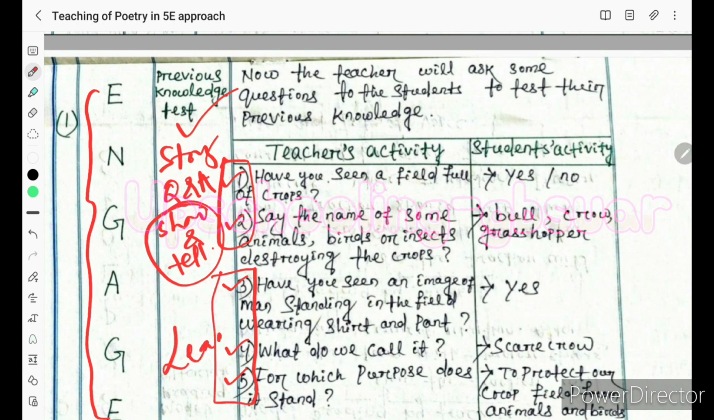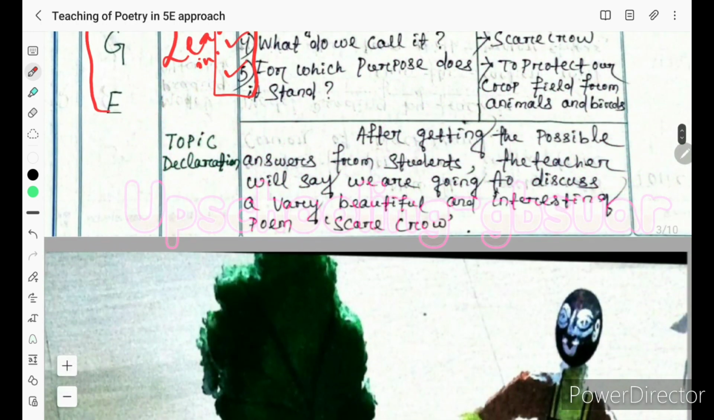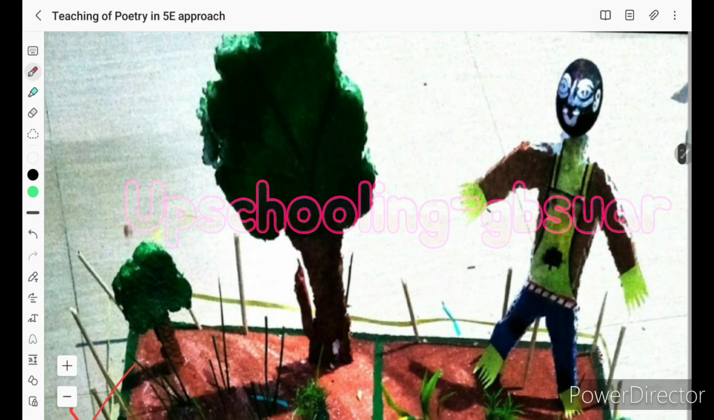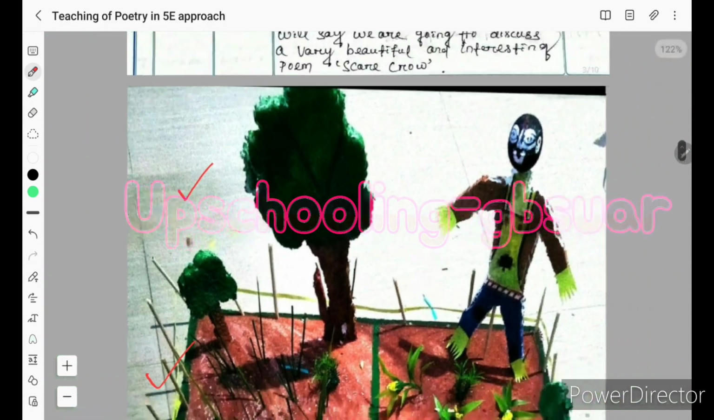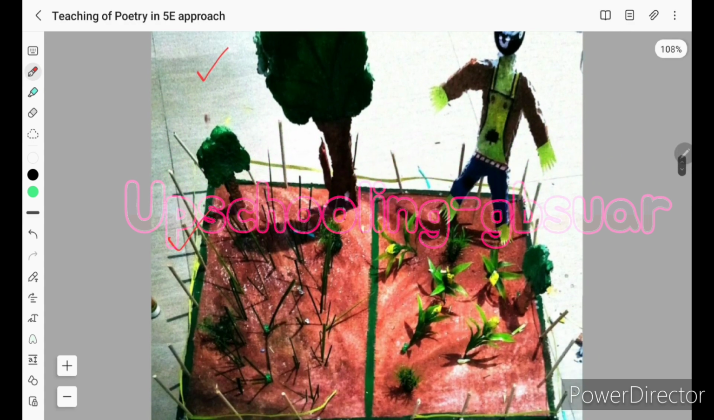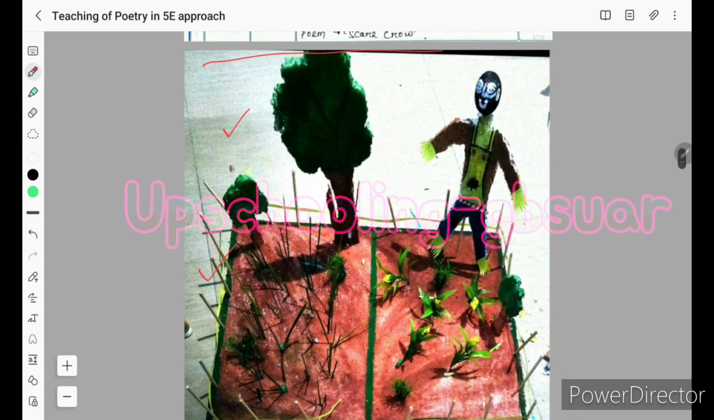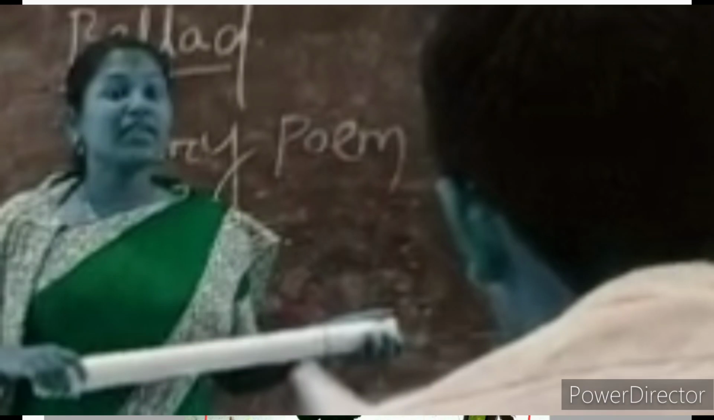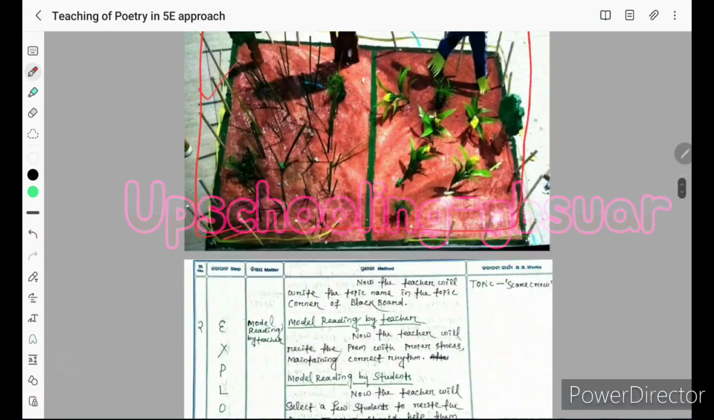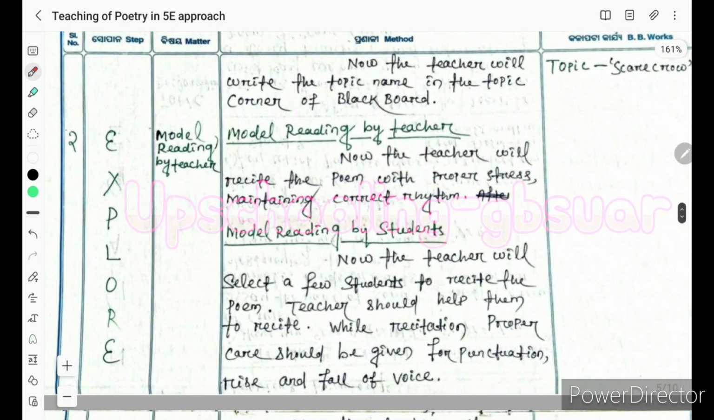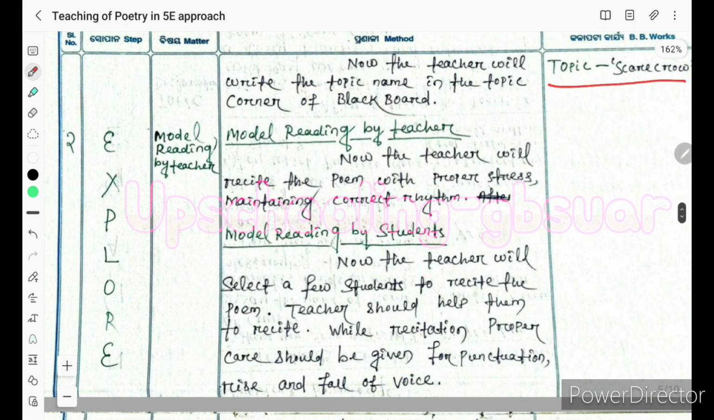After collecting the answers, I will also show the model of the scarecrow. Then the students will automatically get an idea about what they are going to be taught today. After that, the teacher will declare the topic and write the topic name in the topic corner of the blackboard. The second stage of 5E is explore.